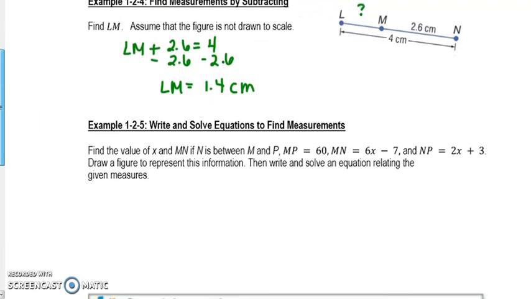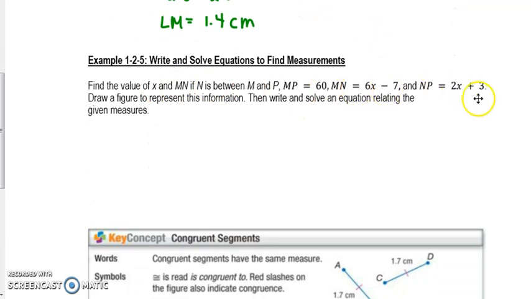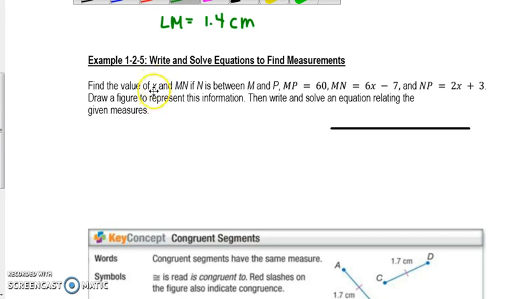So it helps to draw a picture, especially when they just give us words and stuff here. So let's go ahead and just draw a line. And then it says that we know that x is what we're looking for, and MN is what we're looking for. Then it's going to give us the description. N is between. So let's just go ahead and throw N in between here somewhere.